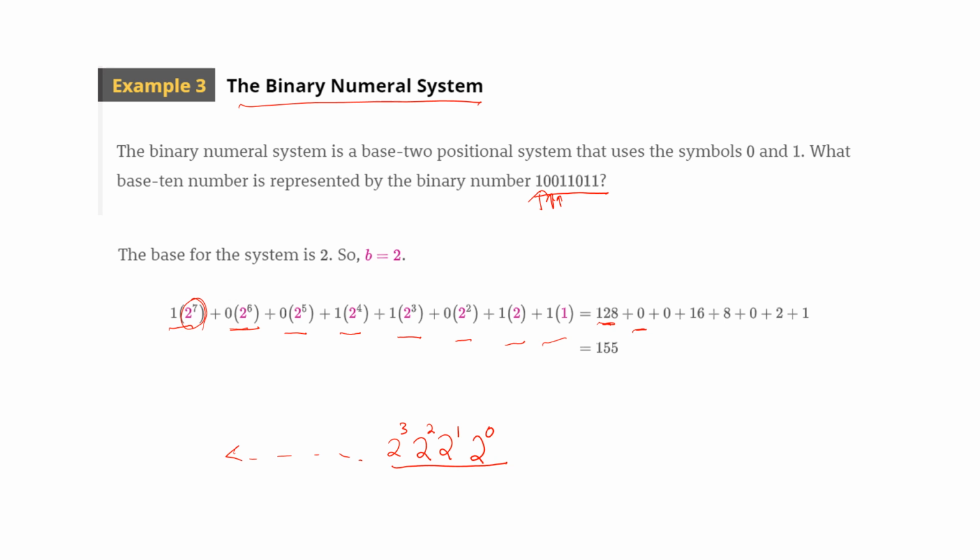And then of course I have 0 here. And my next one I have 0. 2 to the 4th is 16 times 1, so that gives me 16. And then I have 2 cubed times 1, which is 8. And then I have 2 squared times 0 plus 2 plus 1. And when I add those together, I get the base 10 representation of this.